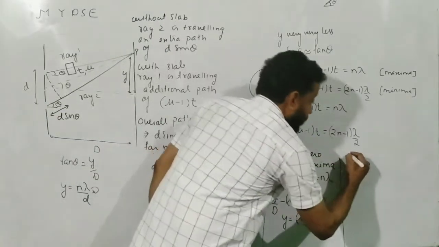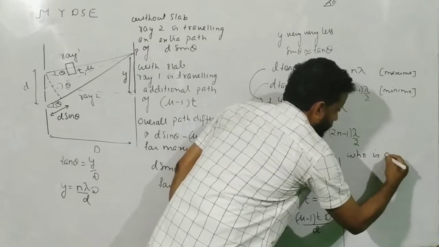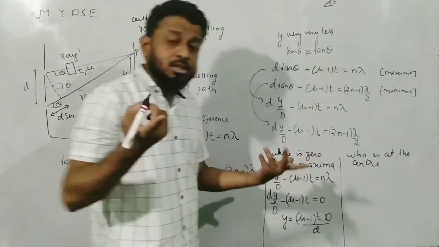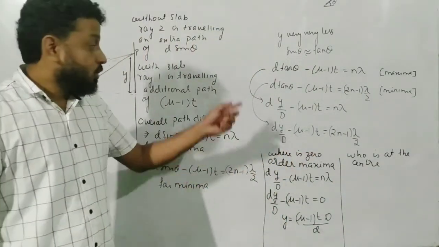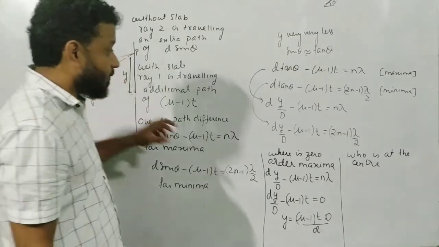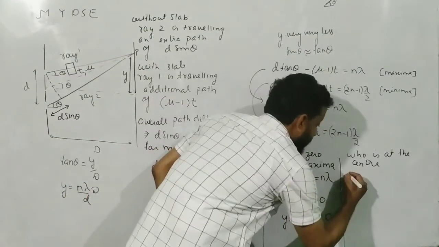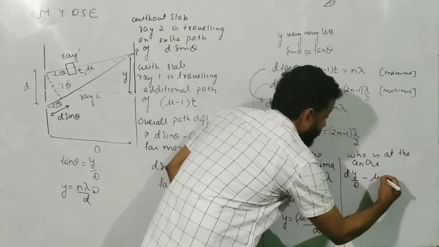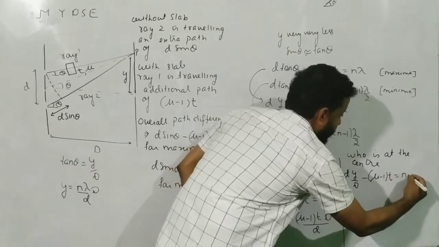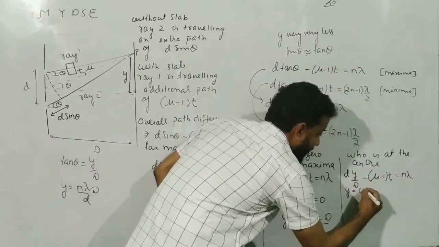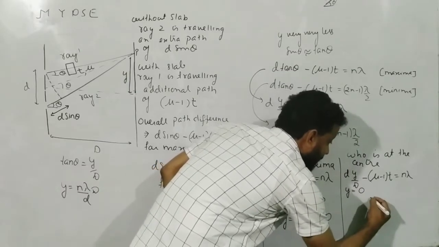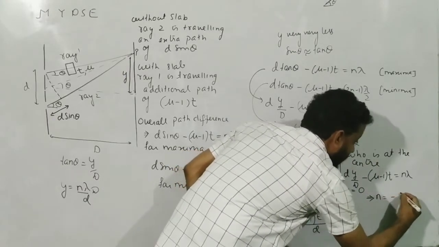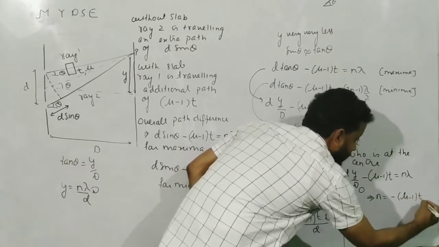Second thing they ask is, who is at the center? That means which order fringe is at the center? Correct? So at the center, the value of y is 0. So what will I do? I will write here the general formula. The general formula is dy by capital D minus (mu minus 1) multiplied by t equals n lambda, and then I am going to put the value of y equal to 0, and so what will I get? This implies when I put the value of y as 0, I will get n equals minus of (mu minus 1) into t divided by lambda.